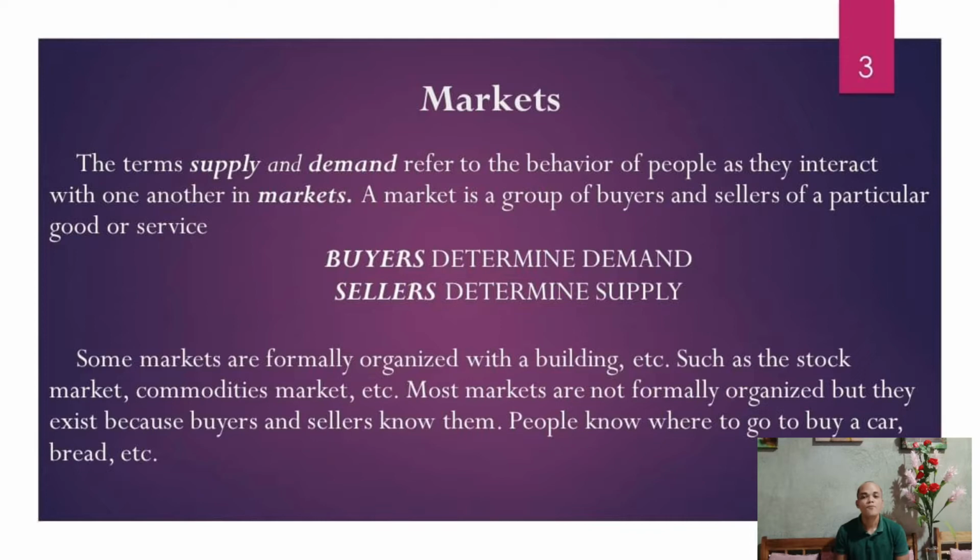Some markets are formally organized with a building, such as the stock market and the commodities market. Most markets are not formally organized, but they exist because buyers and sellers know them. People knew where to go and buy cars, bread, and any other necessities they wanted in life. And that is what we call markets.